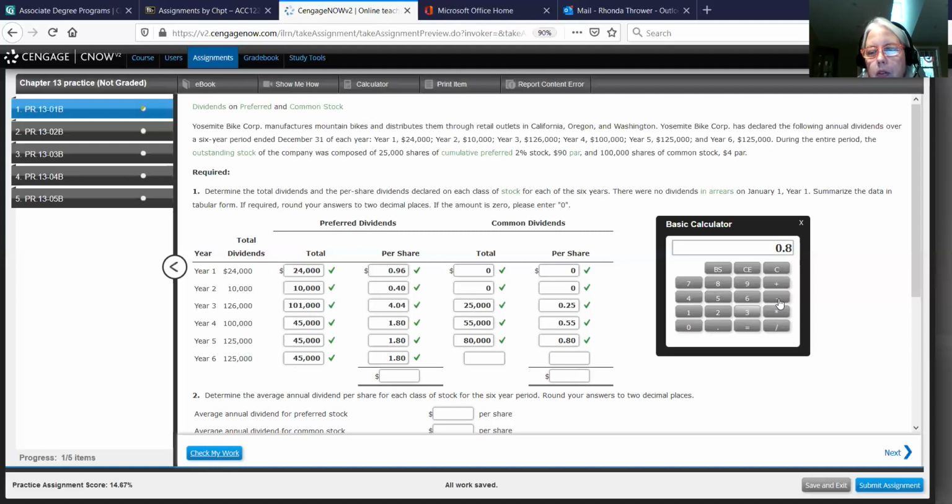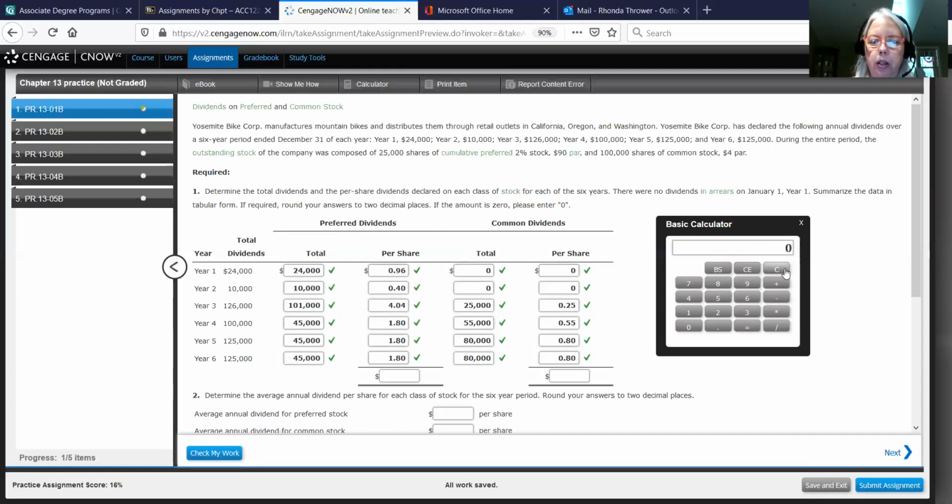The remainder of the dividends: since we declared $125,000 in dividends in year 6, we're going to subtract out what we paid to our preferred stockholders. The remaining amount, again, is 80,000. And again, 80 cents is going to be our dividends per share. In other words, 80,000 divided by 100,000 is 80 cents per share, which is the way we would state that.